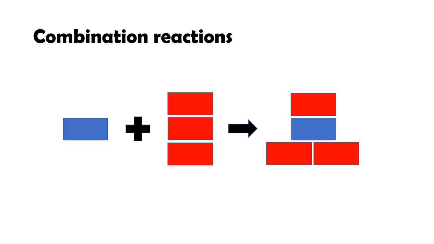You can think of a combination or synthesis reaction like building a tower out of blocks. You start with separate blocks of each color, blue and red in this case, and then combine them to form a single product that's different from either of the starting components.